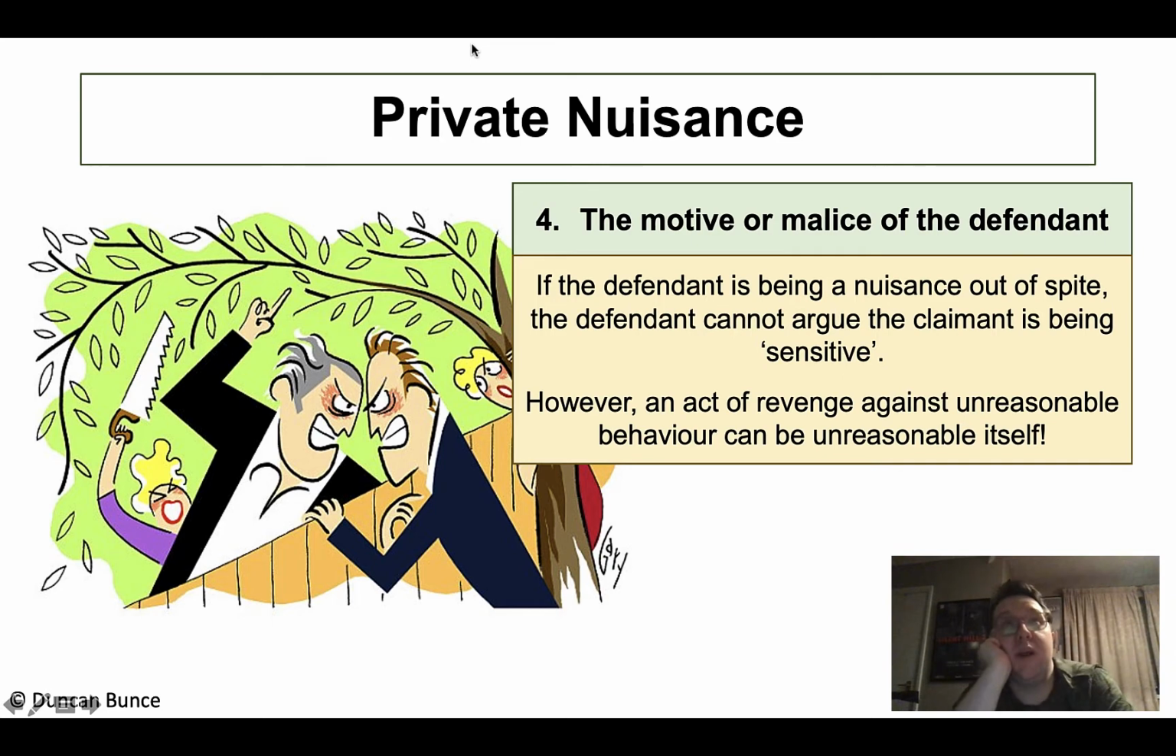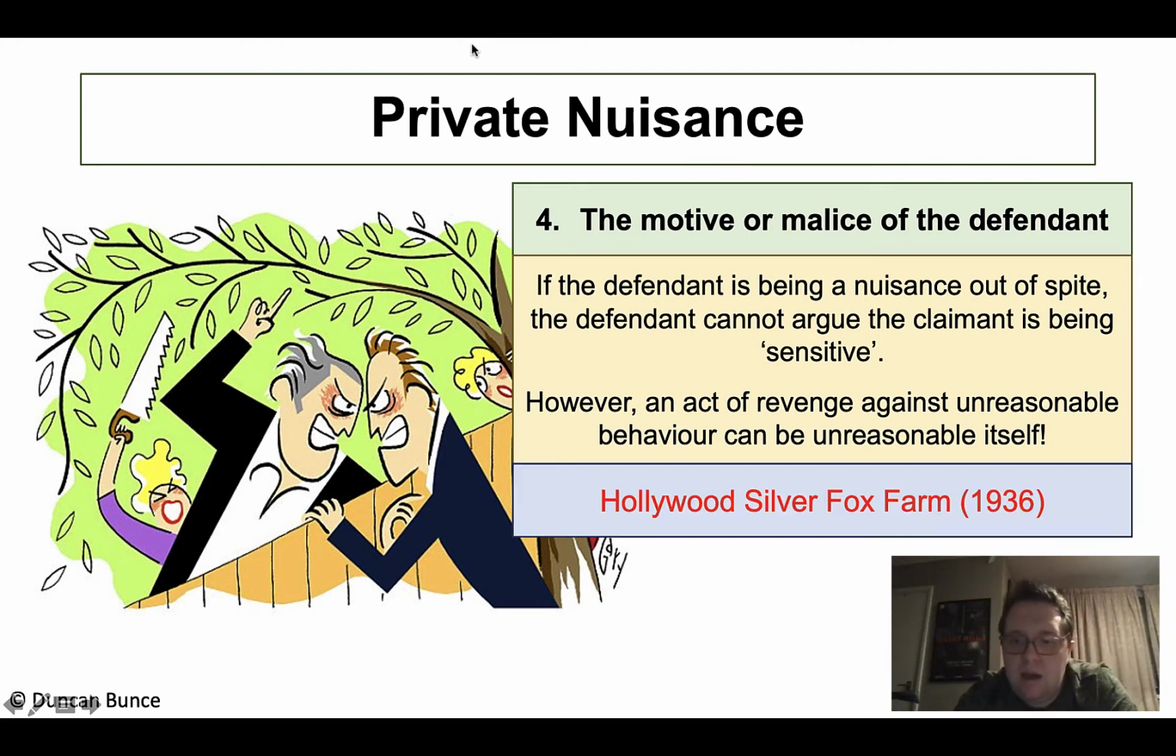So just very quickly, I'm thinking, if I complain to my neighbour that she keeps playing her music late at night and I'm trying to get to sleep, and she's really miffed, so she decides to just play it even louder and for longer at night because she wants to disturb my sleep, then the court will recognise that, and that will be held in my favour. Key case here, Hollywood Silver Fox Farm. Again, an old case. Quite an interesting one.